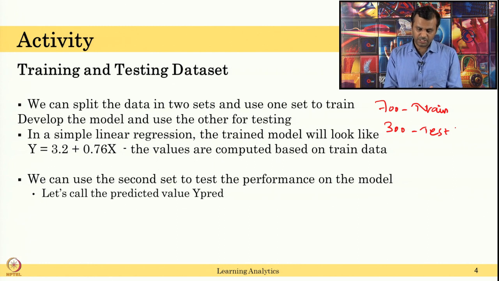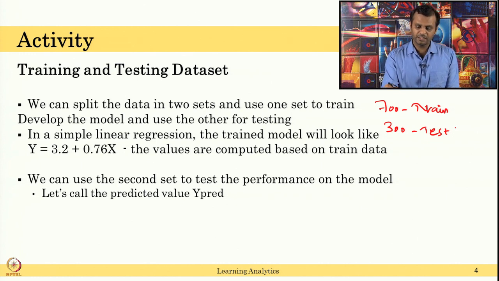It is very general that we split the data into two. But recently, say 5 years ago, we started using a validation set also: train set, validation set and test set. But let us not go into that, let us keep it simple, we have only two sets of data, that is training and testing.